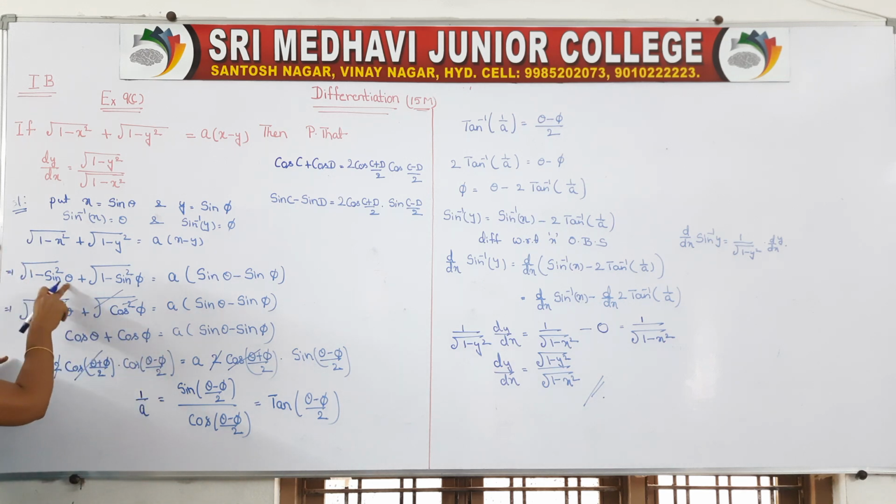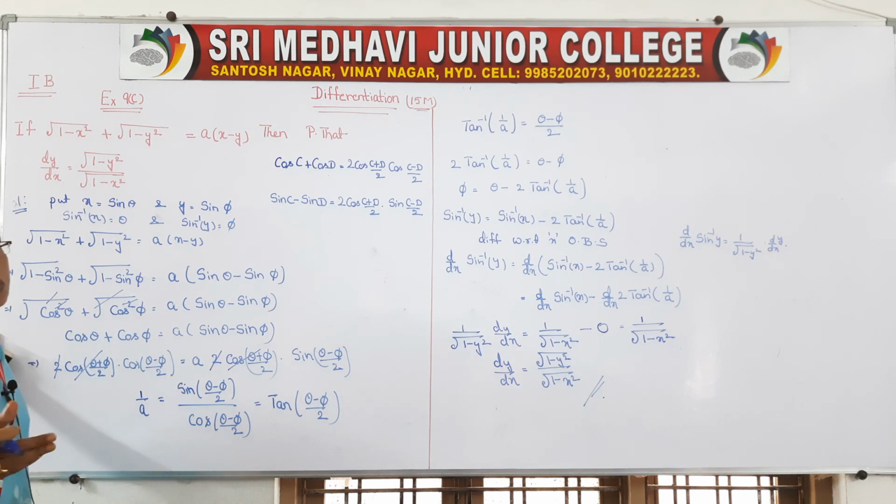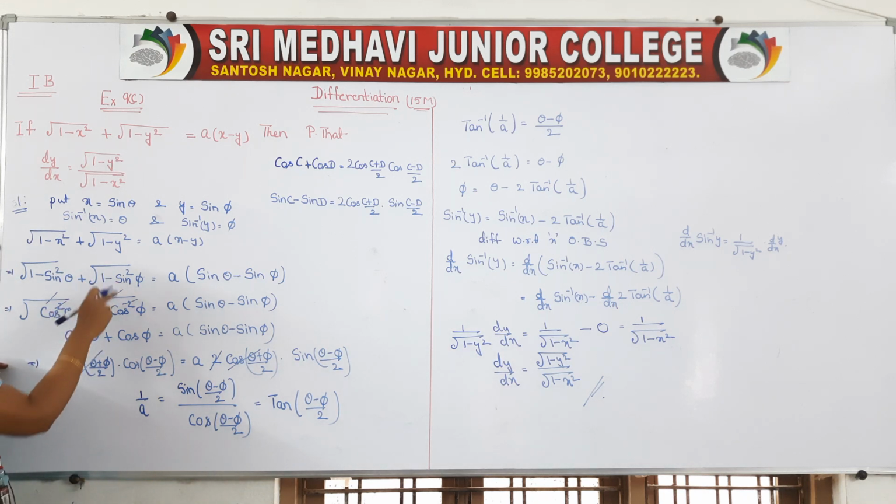So, what happens? It is 1 minus sin square theta. So, we know that trigonometry identity, right? Sin square theta plus cos square theta is equal to 1. So, 1 minus sin square theta is cos square theta. We applied that same formula here. So, the square root will get cancelled.